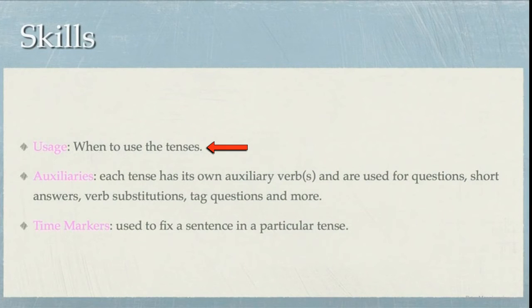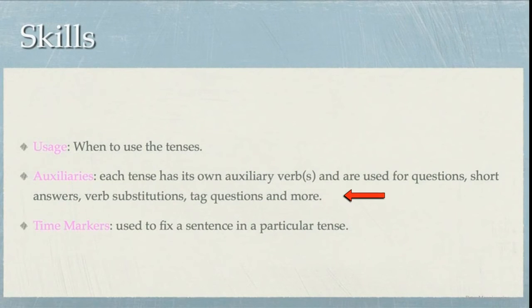First of all, you need a clear idea of when to use the tense. For example, the present tense is used for habit and custom. The past tense is used for completed actions in the past. Each tense has its own auxiliaries. The auxiliaries for the present tense are do and does. The auxiliary for the past tense is did.